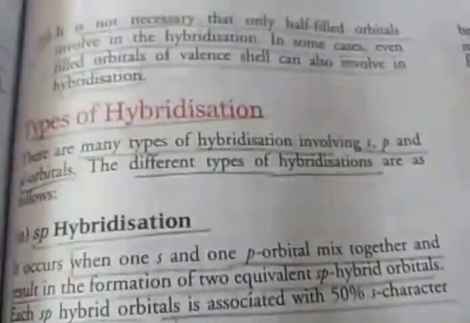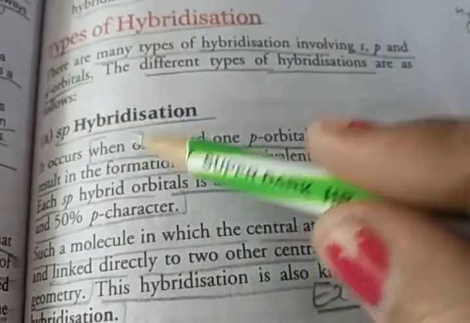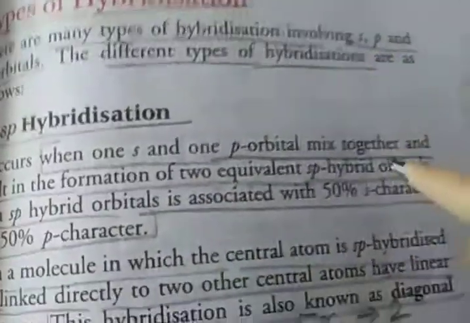So according to the types of hybridization, there are different types of hybridization. First is sp hybridization.